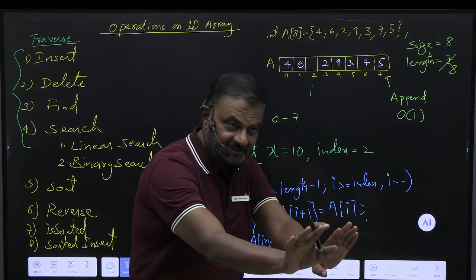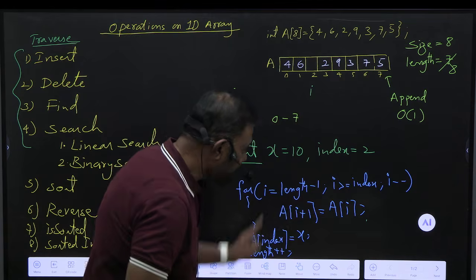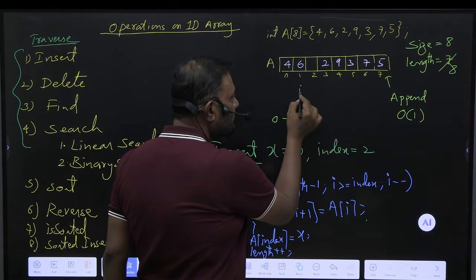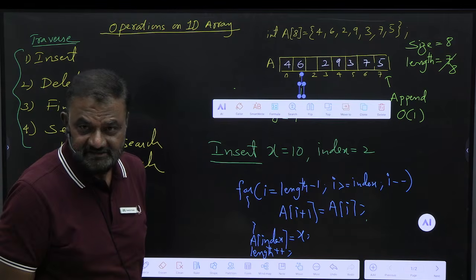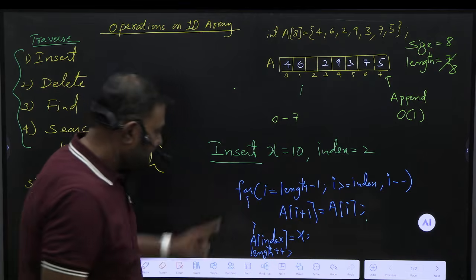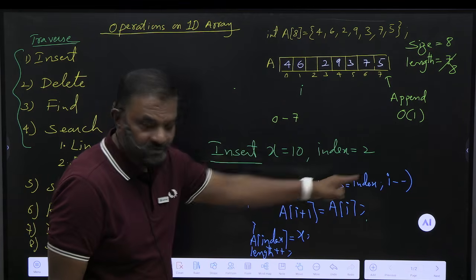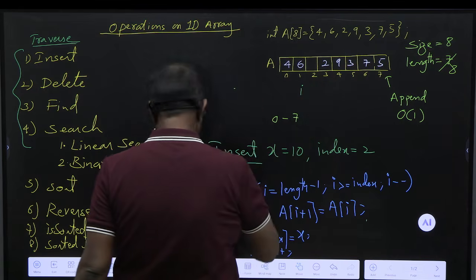Then one last thing. Let us follow the code exactly. Till here it has shifted. Then again i minus minus. I will be moving to the previous index and it will stop. Now it will stop. Then when we have come out, A of index is how much? 2. So at A of 2 we will store the value 10. At this place we will store the value 10.